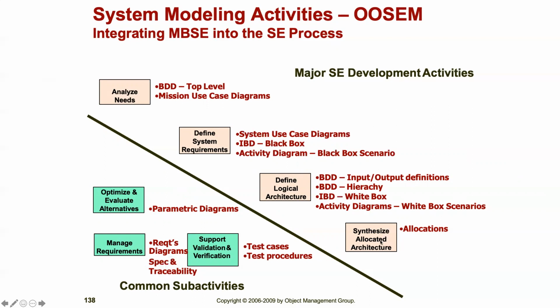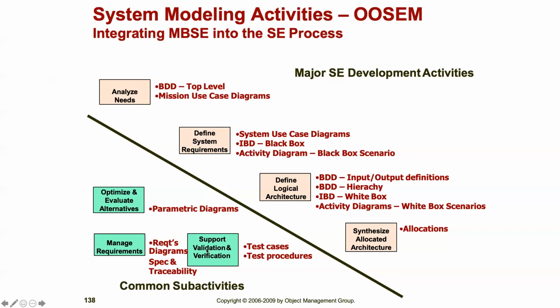And then when we do the allocation, the synthesized allocated structure, we're going to be doing allocations, and we showed how we could be starting to do that. So that would be for the major system engineering development activities. For the common sub-activities, for optimize and evaluate alternatives, we get into the parametrics, and we need to be involved with the physics of the system. For doing the requirements management, we need to be using the requirements diagrams and the specification and traceability.